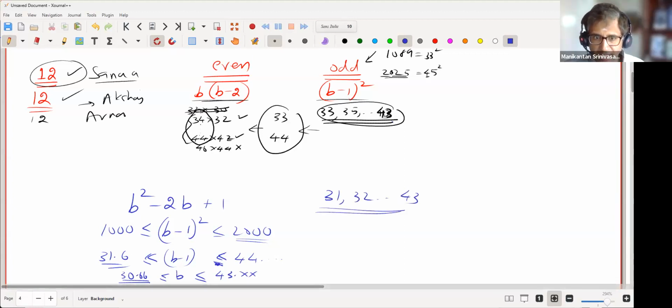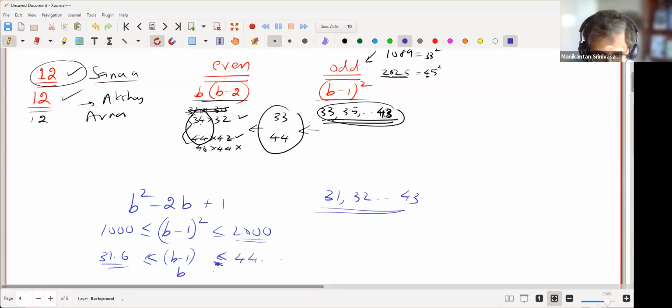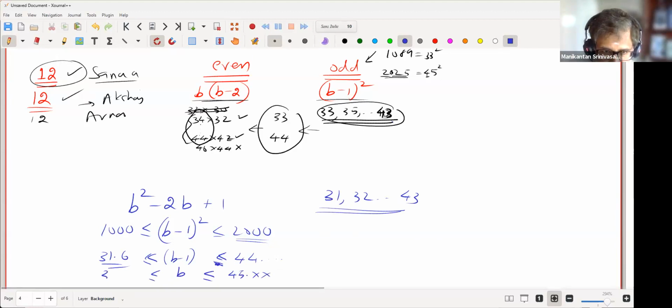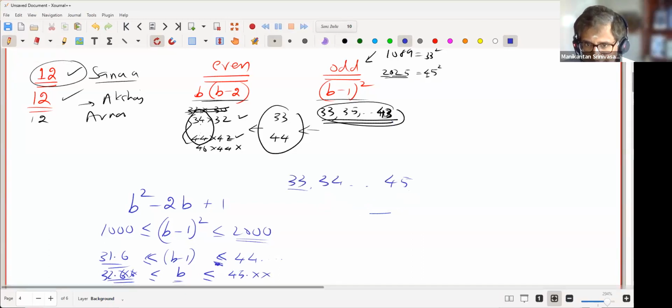But then here I'll have to be extra careful. Sorry, I made a mistake here. So b minus 1 should be between 31.6 and 44, means b must be, adding 1 to both sides, 45 and change this side, and 32.6 and change. And b being an integer, it can go 33, 34 all the way till 45. But then always edge cases you have to check, because you cannot be accurate. And when you check the edge case, you'll see that it cannot be 45. And therefore, it'll go from 33 to 44.